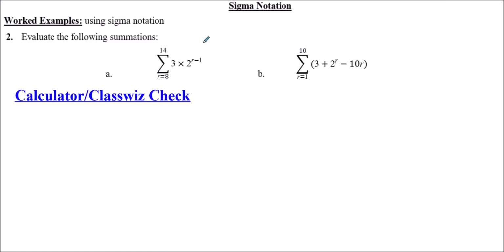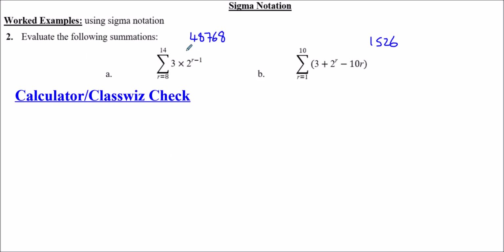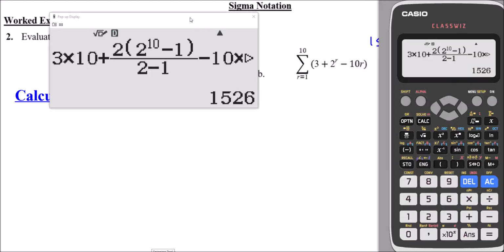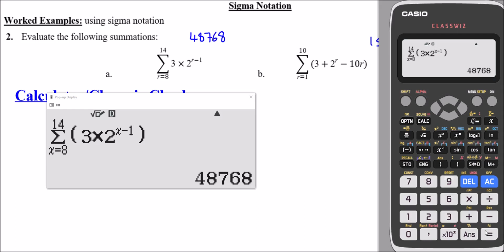So the numbers we're trying to check from last time are 48768, and over here 1526, I think it was. Yeah, 1526. So first of all, this one, to check the first one. So we're going to press Shift X, going to sum it from 8 up to 14, and what we're summing is 3 multiplied by 2 to the power of x minus 1, and we get 48768 like we needed.